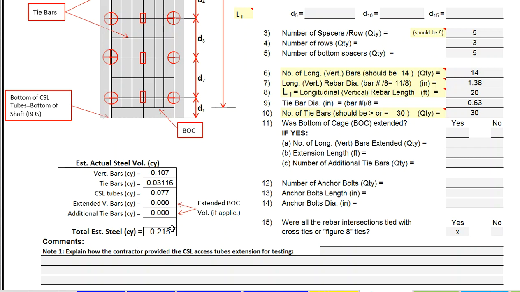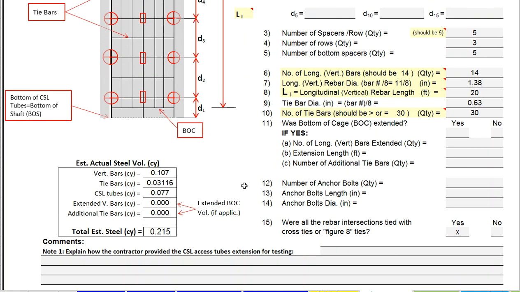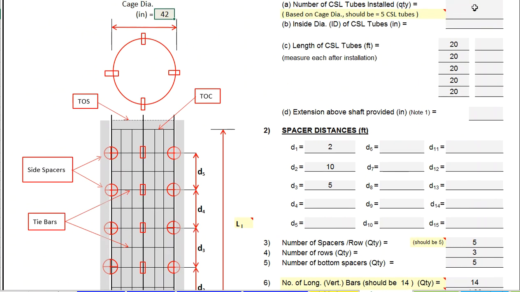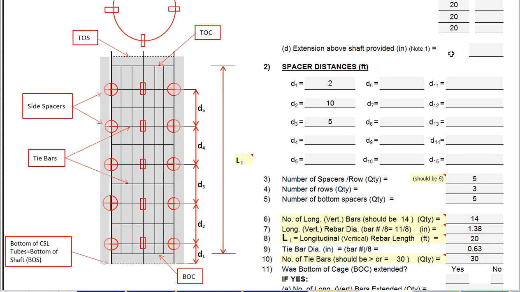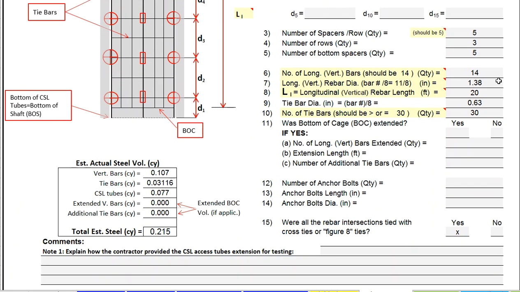This little block here is computations. The computer will compute the total estimated volume based on the data you input here. It will consider the volume of the CSL tubes or access tubes. It will estimate the volume of the rebars. So that would be part of the total steel cubic yards in the shaft. And that's something we're going to use later on to correctly plot the concrete volume versus depth.